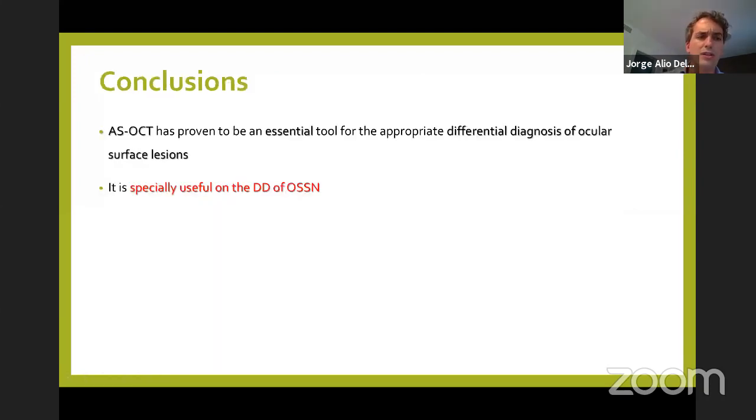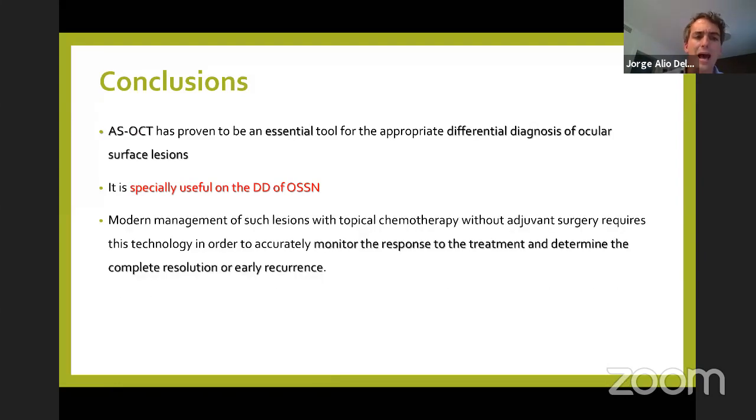So as a conclusion, the anterosegmental OCT has proven to be an essential tool for the appropriate differential diagnosis of ocular surface lesions, especially useful for ocular surface squamous neoplasia, and modern management of such lesions with topical chemotherapy without adjuvant surgery requires this technology, because you need it in order to monitor the response to the treatment and determine the complete resolution or any early recurrence.